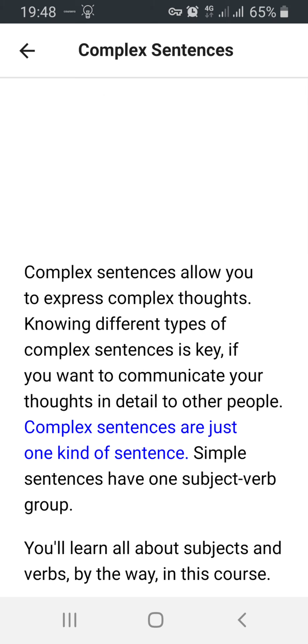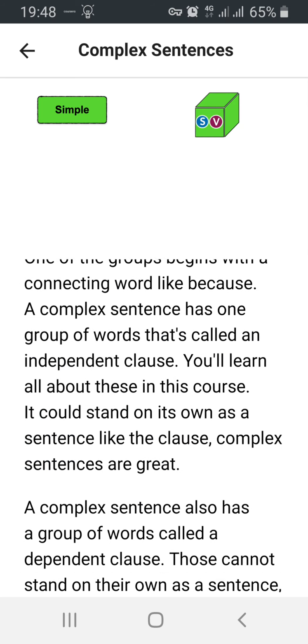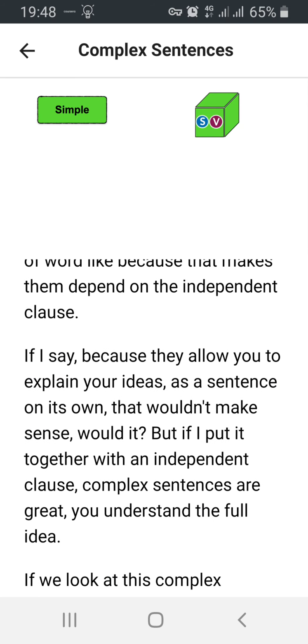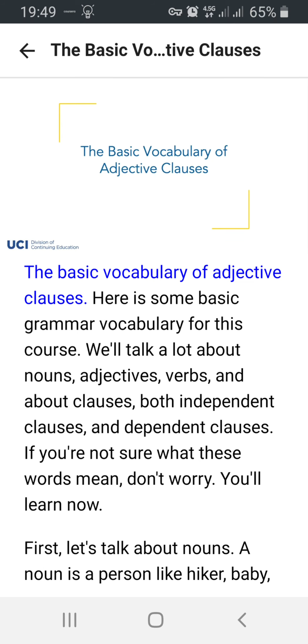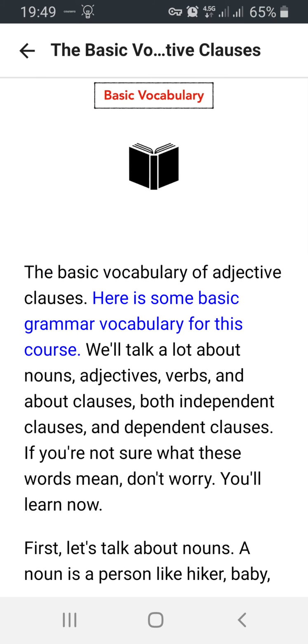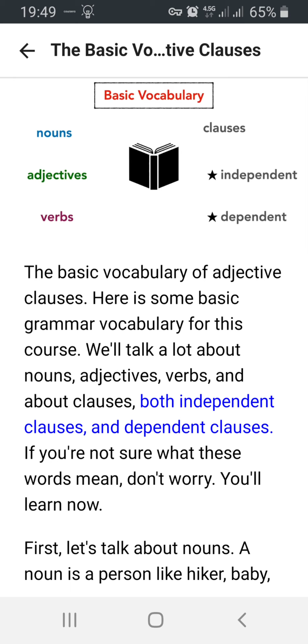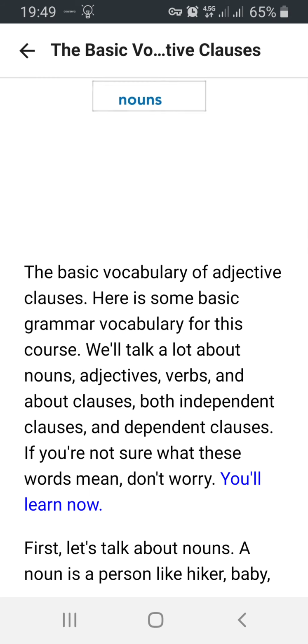Complex sentences are just one kind of sentence. Simple sentences have one subject-verb group. You'll learn all about subjects and verbs, by the way, in the vocabulary of adjective clauses. Here's some basic grammar vocabulary for this course. We'll talk a lot about nouns, adjectives, verbs, and about clauses, both independent clauses and dependent clauses. If you're not sure what these words mean, don't worry. You'll learn now. First, let's talk about nouns.